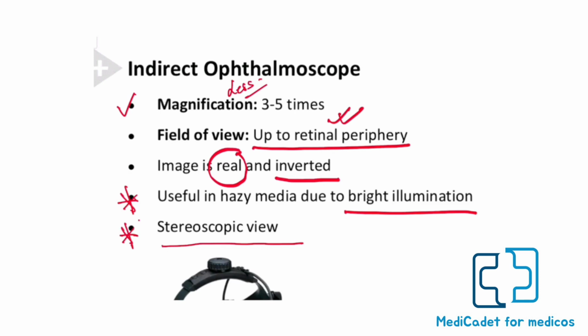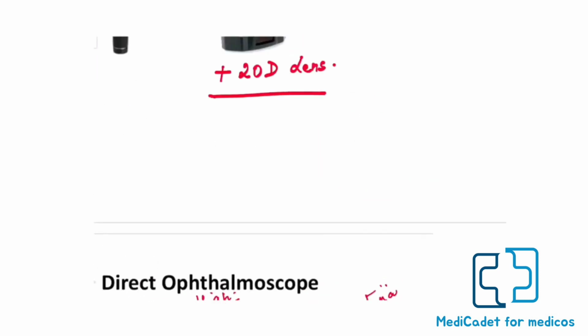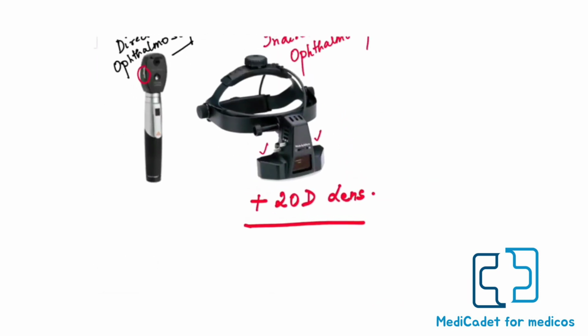The image formed is a real image and therefore it is inverted. The two very important advantages are it is useful in hazy media because the illumination is very bright, and because it allows the examiner to use both eyes, the depth perception is good. So it gives a stereoscopic view. Okay, now these differences between DO and IDO, you have to really know like the back of your hand. We should be able to identify these two instruments and we must know the differences. They are asked very, very commonly.